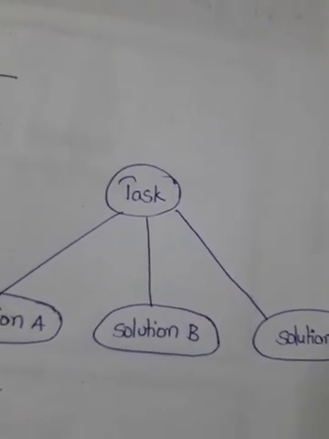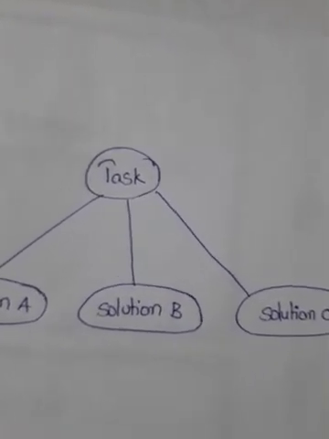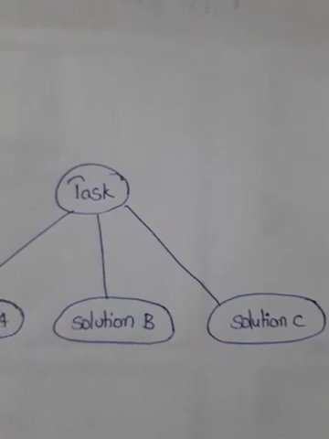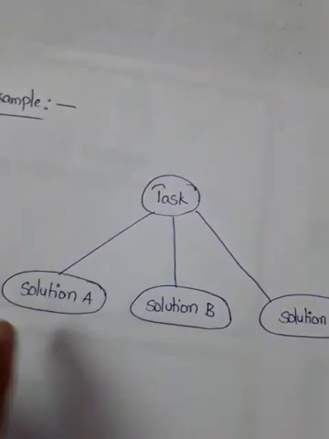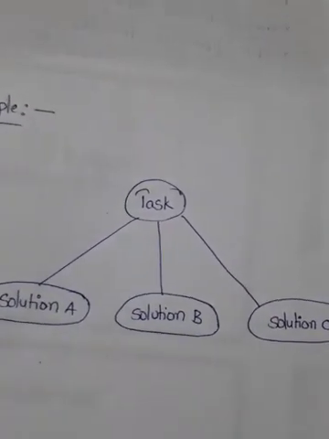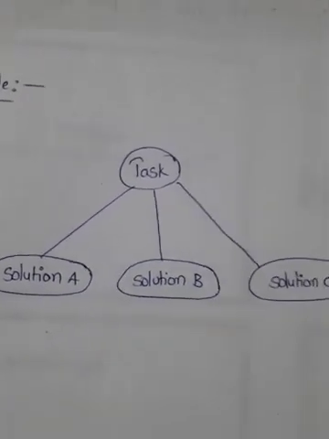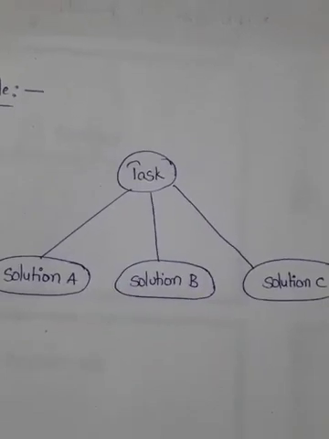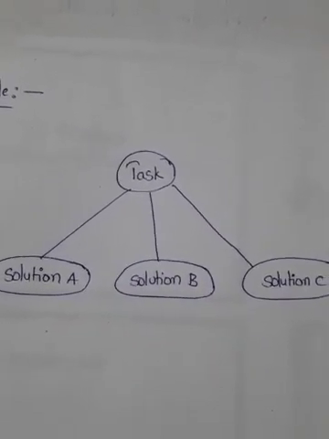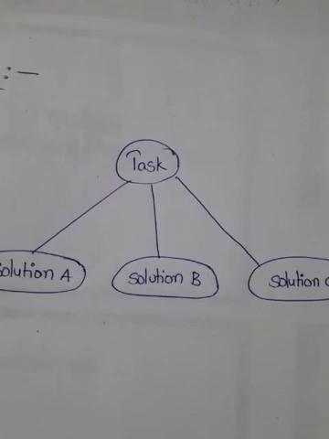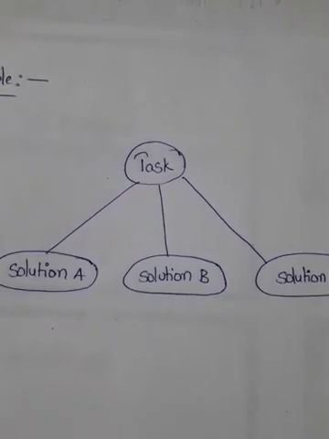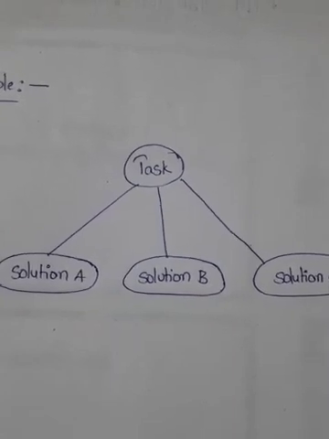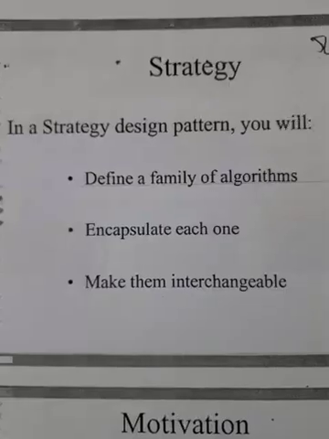This is one of the best examples or explanations we can give for the strategy pattern introduction. Just to complete a single task, we have multiple options, multiple solutions. Among these multiple solutions, the client is going to choose the particular solution which is suitable for his task at runtime. This is about the strategy pattern. Let us see the templates of this strategy pattern.